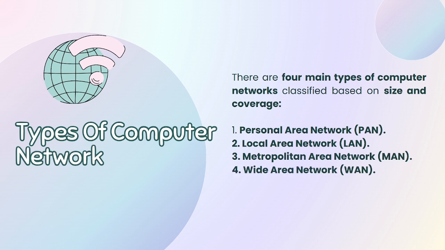Types of network based on the size and coverage. The first is personal area network. The second one is local area network. Number 3 is metropolitan area network. The last is wide area network.